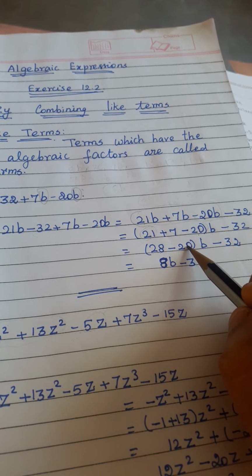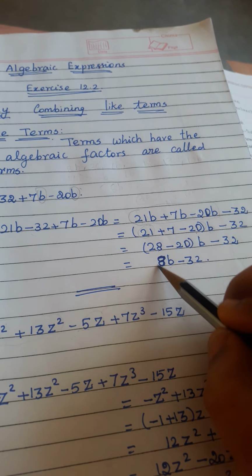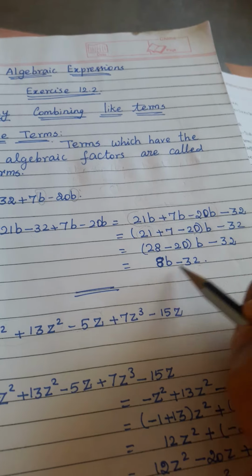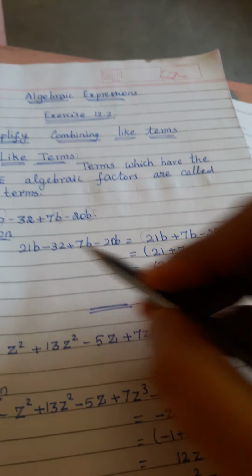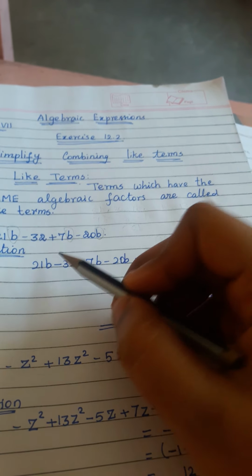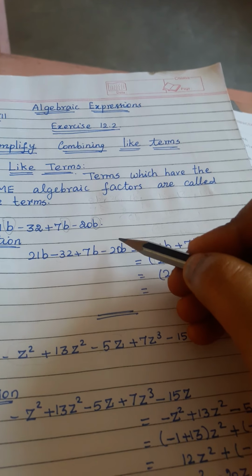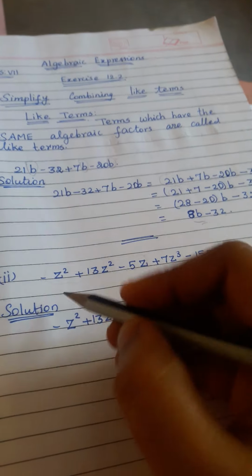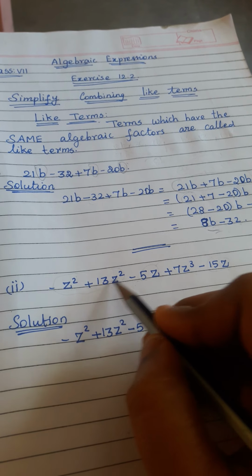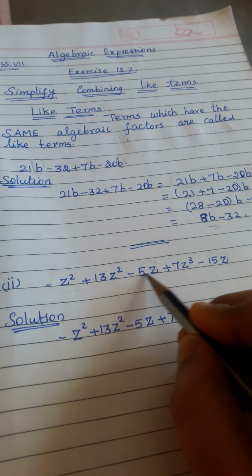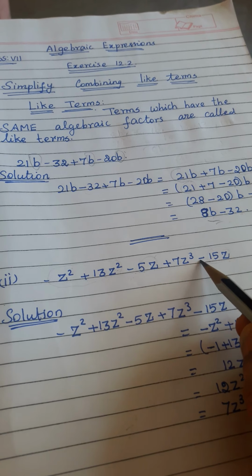So when we subtract it, we get 8b minus 32. This is our answer. So when we do the calculations, you rearrange the terms by like terms, then you add or subtract. Okay. So next sum, minus z square plus 13z square minus 5z plus 7z cube minus 15z.